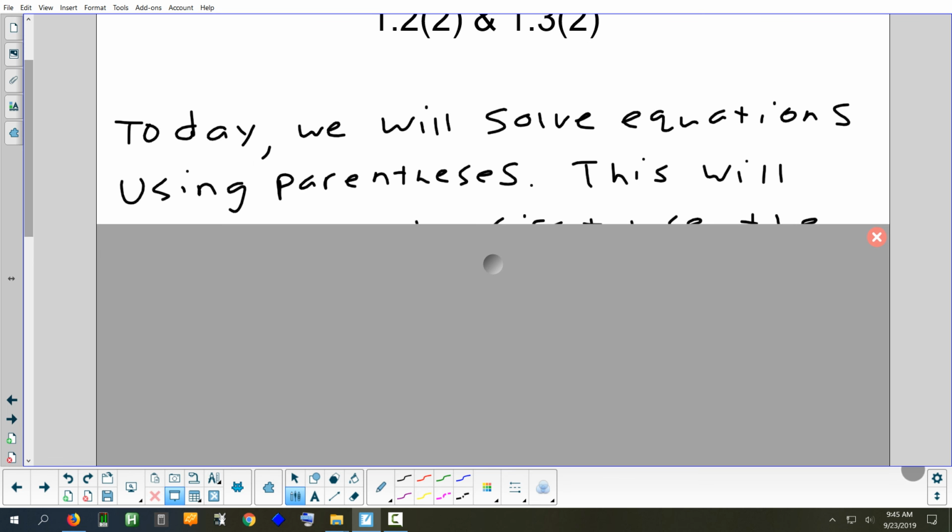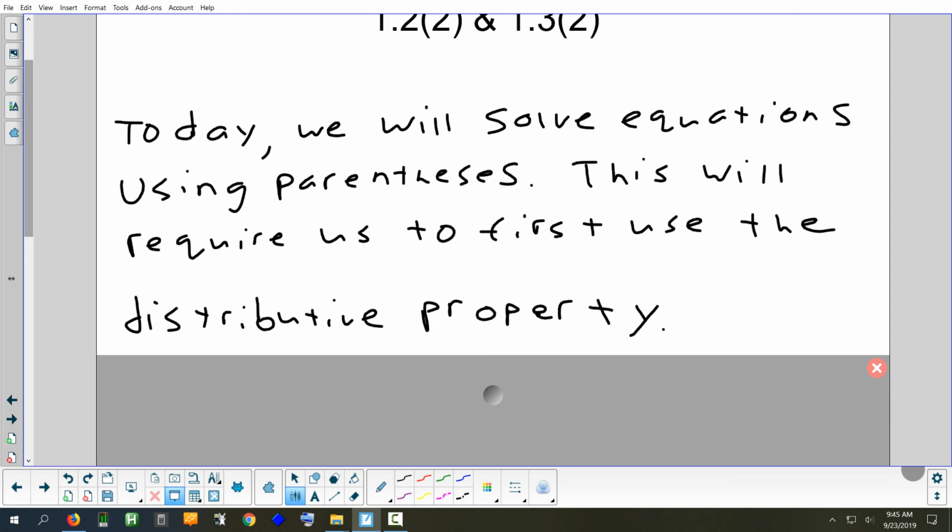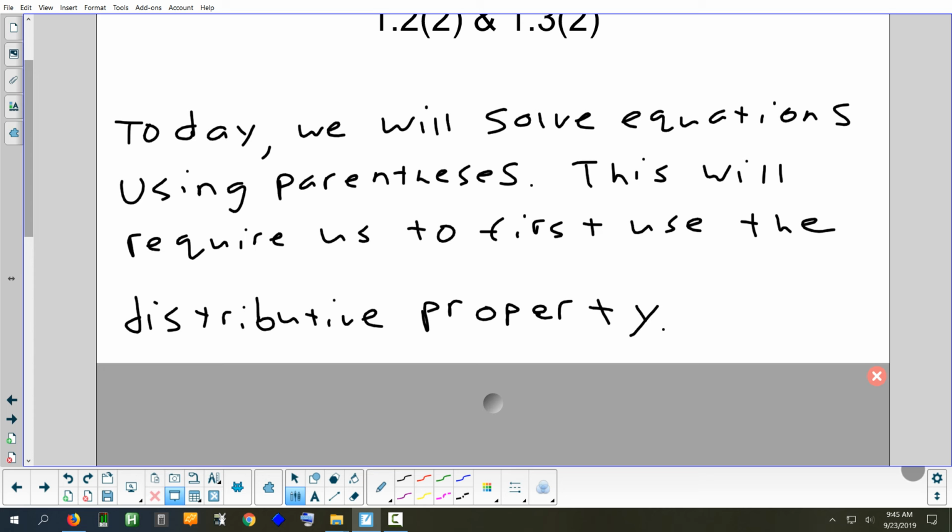All right, so today we're going to solve equations that have parentheses. What property is going to come up when we have equations with parentheses? Multiplication, yep, that's what we're going to do in this property. We're going to have to do it twice usually, but distributive, yep. So this will require us to use the distributive property.